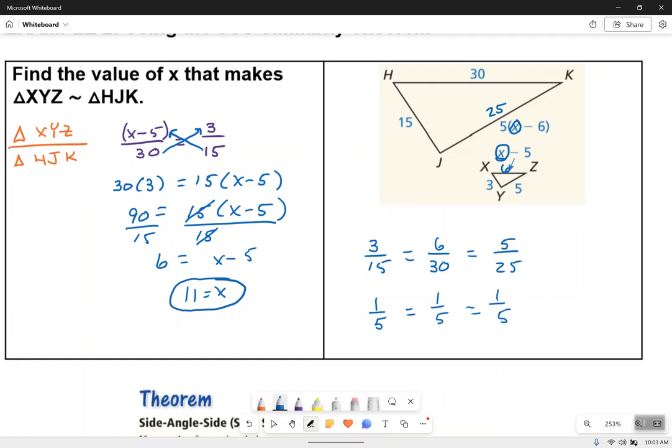Guys, when I put 11 in for x, do I get the same exact ratio for corresponding sides? So are the corresponding sides proportional? So if all three sides are proportional, then this must be similar. Okay? That makes sense to you? Okay. Side, side, side similarity. You guys okay with that?